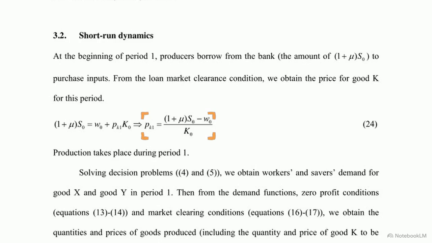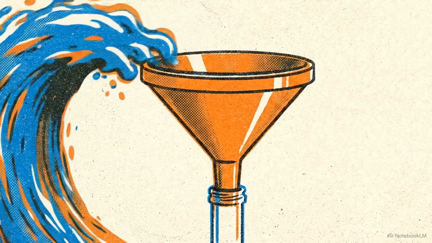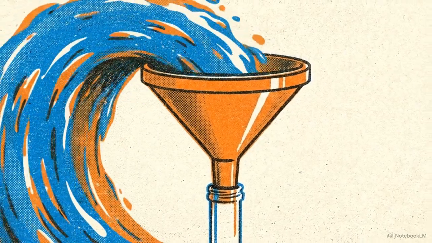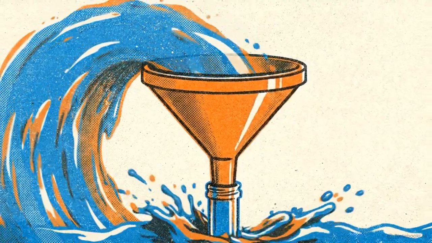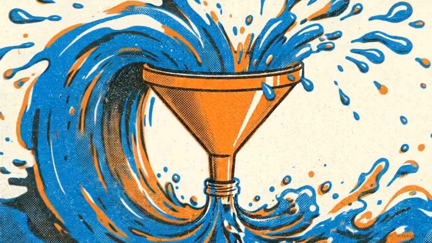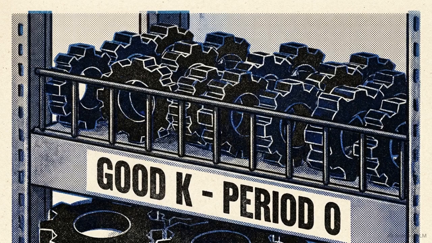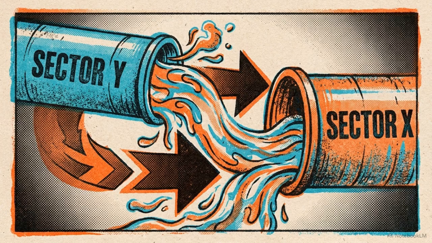Its price spikes immediately. But Sector Y hits a supply chain bottleneck. Despite the surge in available credit, Sector Y cannot increase its output. It is strictly capped by the physical amount of good K that was produced back in period 0. Finding sector Y capped, the excess consumer demand spills over.